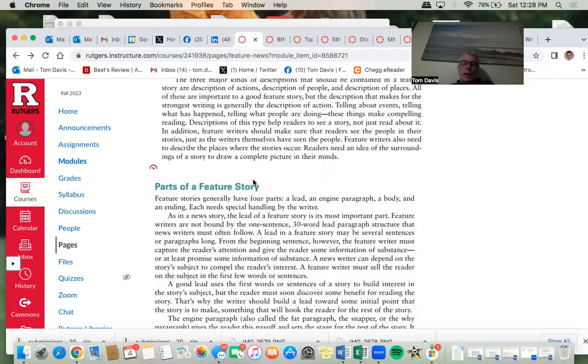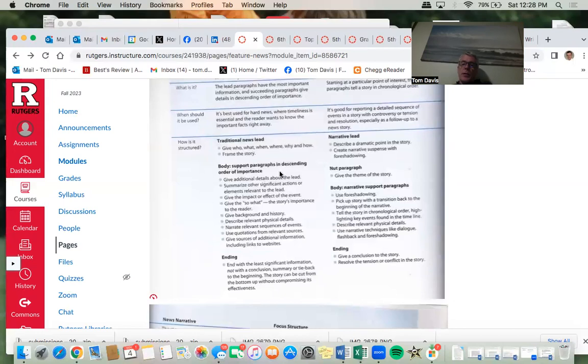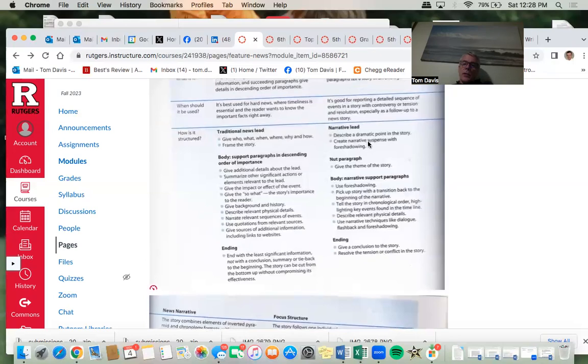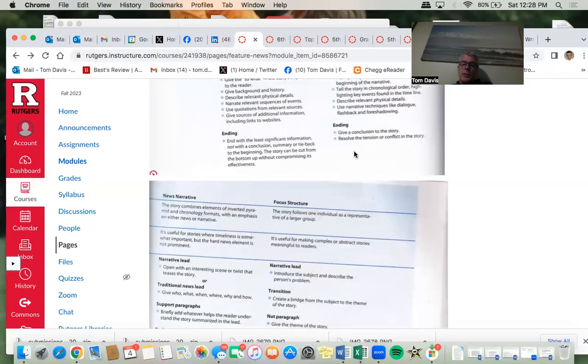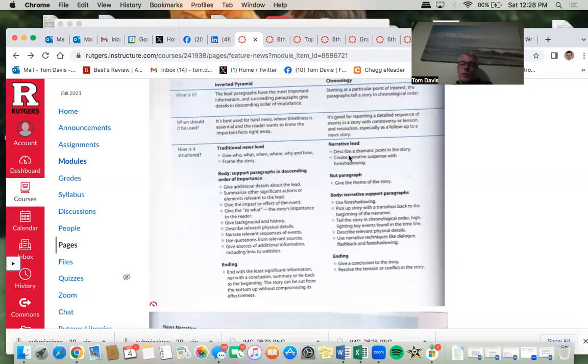Okay, all right. So this talks about the parts of a feature story, which is similar to what I showed you right here. It's also called a narrative lead. So what you would have essentially is this. They also call them transitions, but not just teases. You describe the dramatic point of the story. In that particular New York Times case, it was getting the Facebook message essentially. And then creating narrative suspense with foreshadowing. Yes, basically there's a little bit of cliffhanging going on.